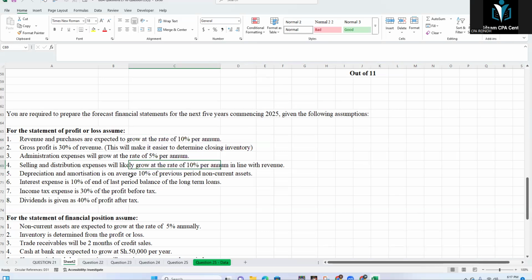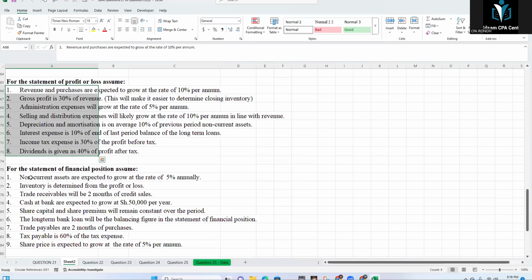Depreciation and amortization is an average of 10% of the previous non-current assets, which means depreciation is 10% of the previous closing non-current assets. Interest expense is 10% of the end of last period balance of the loan. Income tax expense is 30% of the profit before tax. Dividend is given as 40% of the profit after tax. So these are the assumptions which we have to use to prepare the P&L. And this is for the balance sheet.